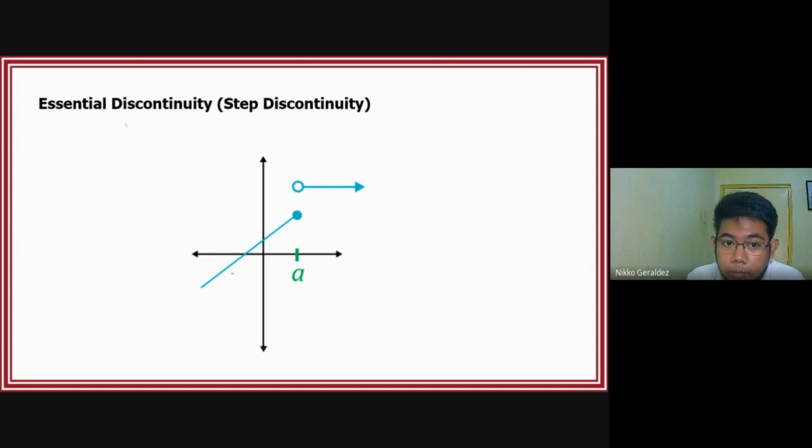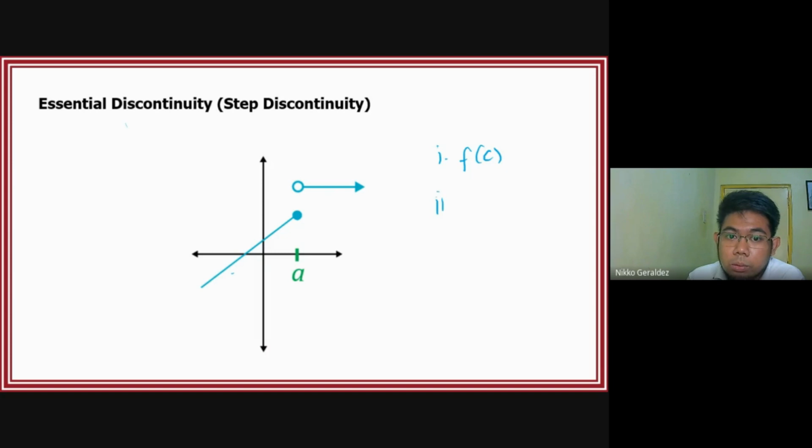At step discontinuity, condition number 1 pwedeng masatisfy kung meron kang closed circle. Kung walang closed circle, condition number 1 does not exist na. So, discontinuous na yon. Pero dito sa figure natin, meron na siyang closed circle, so masasatisfy yung condition number 1, f of c.